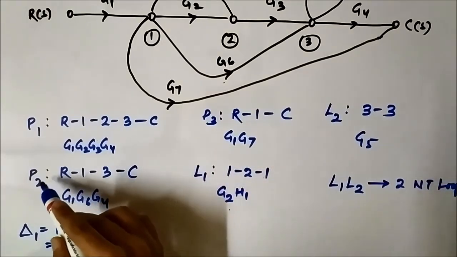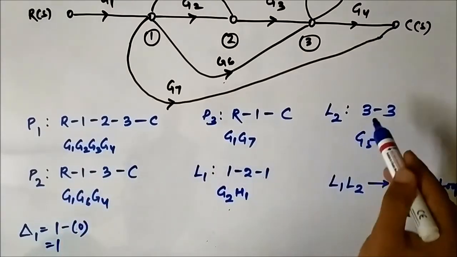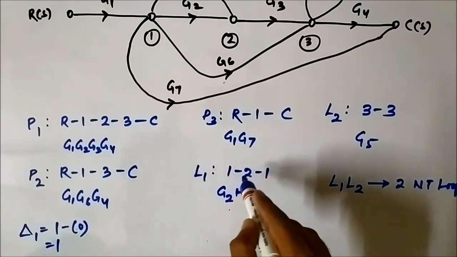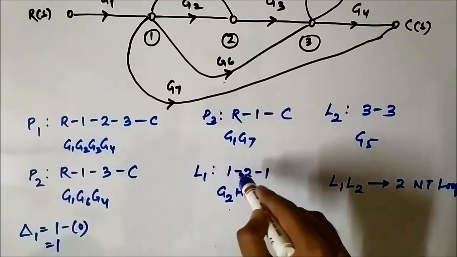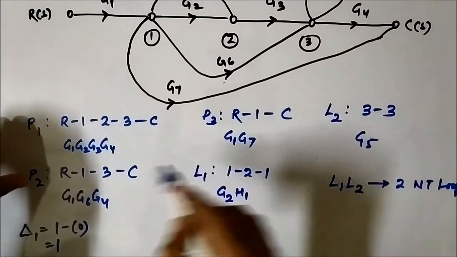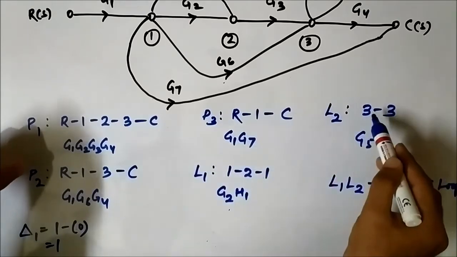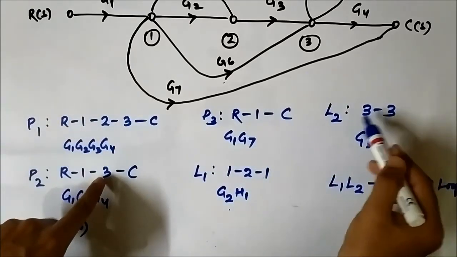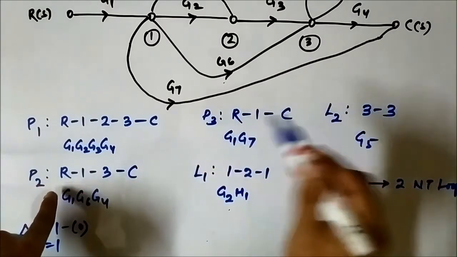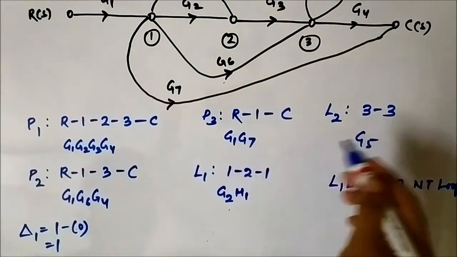Similarly, we have to compare the nodal representation of P2 with L1 and L2. So P2 is R1 3 C, L1 is 1 2 1. So 1 and 1, there is a common node between P2 and L1. So P2 is touching L1. Now we have to compare P2 with L2. R1 3 C, here it is 3 and 3. So there is a common node between P2 and L2. So P2 is touching L2. So P2 is touching both L1 and L2.